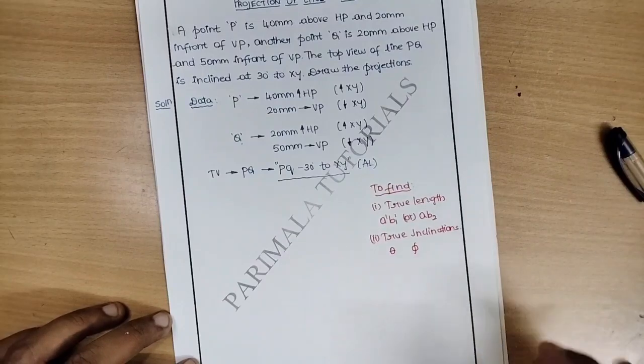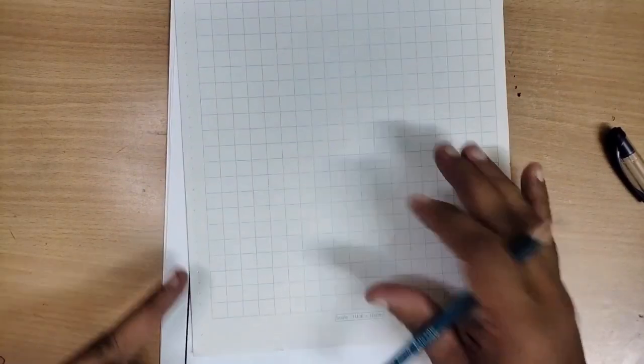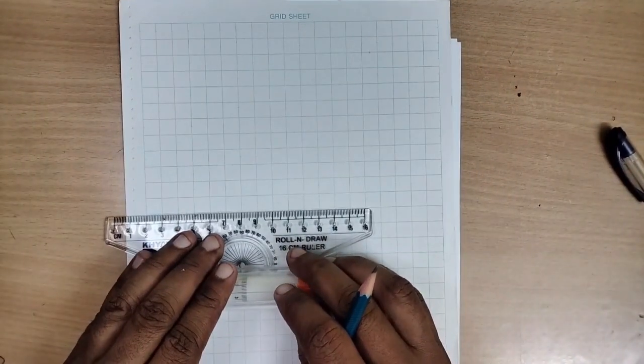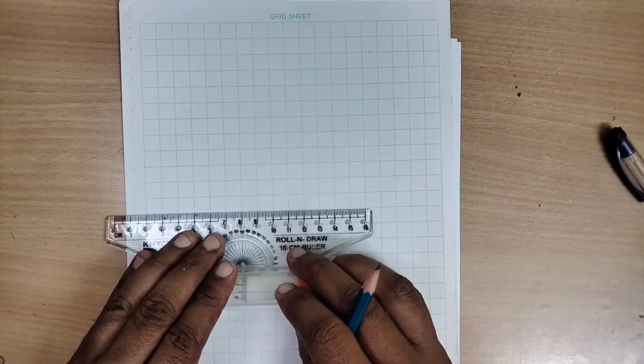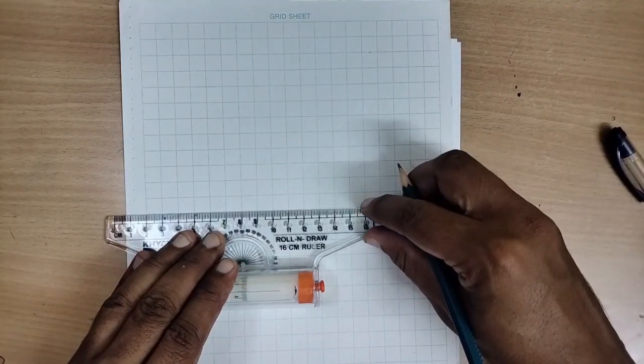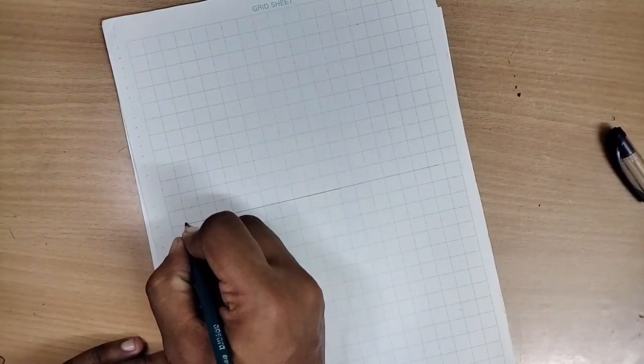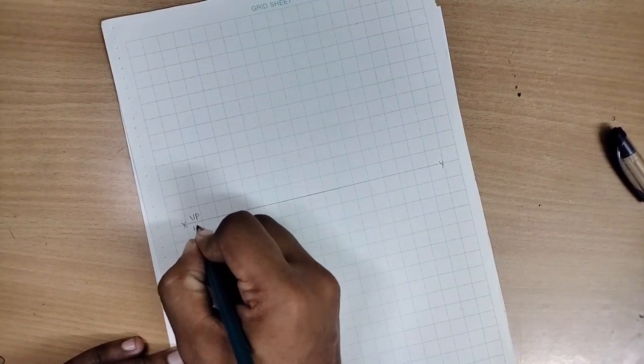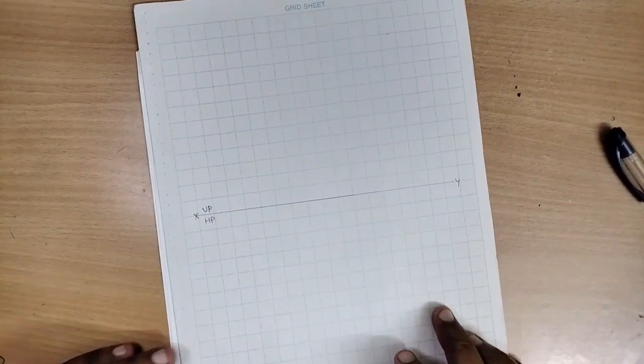I will make use of grid sheet for the solution. The grid sheet very clearly says that 1 unit is equal to 10 mm. So on the grid sheet I will be marking the XY line. That is the first step. The XY line thickness should be minimum. I will call this X and Y followed by VP and HP. So this represents the first angle projection.